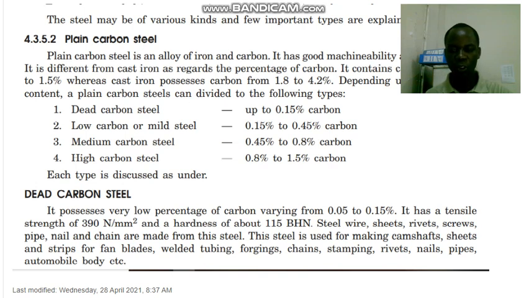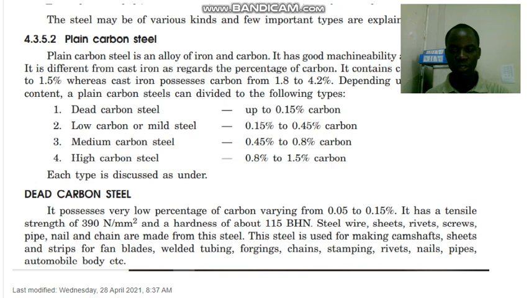It can be used as steel wire, as sheets, as rivets, as screws. It can be used in making pipes. It can be used for making nails and chains from this kind of steel material.